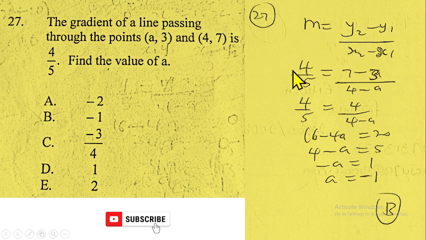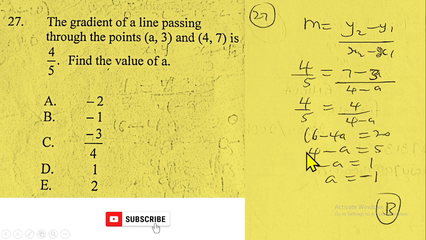We have been given the gradient to be 4/5. So what's our y2? 7, minus our y1, which is 3, so 7 minus 3, over what's our x2? 4. And x1 is a. We have 4 minus a. So 7 minus 3 is 4, over 4 minus a. You can cross multiply from there. So 4 multiplies 4 minus a, that will give us 16 minus 4a. Then 5 times 4 will give us 20.